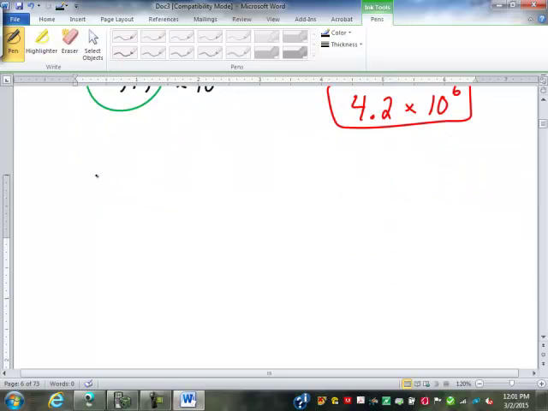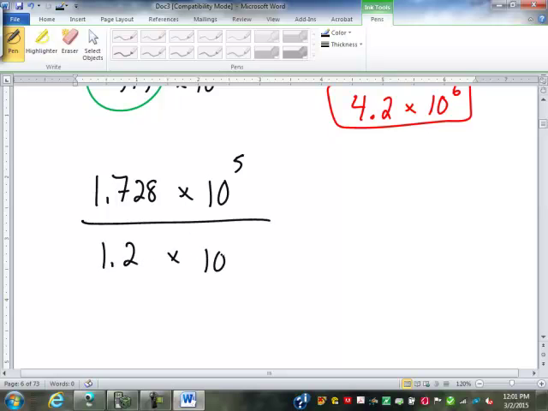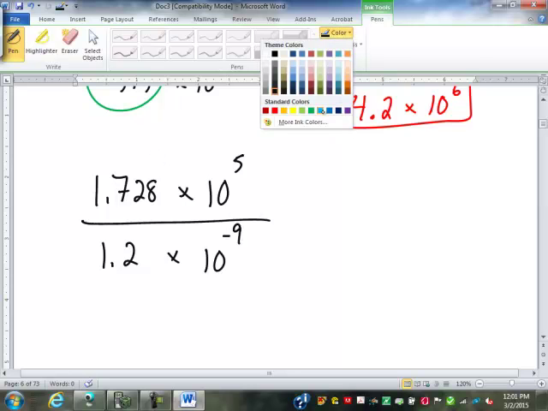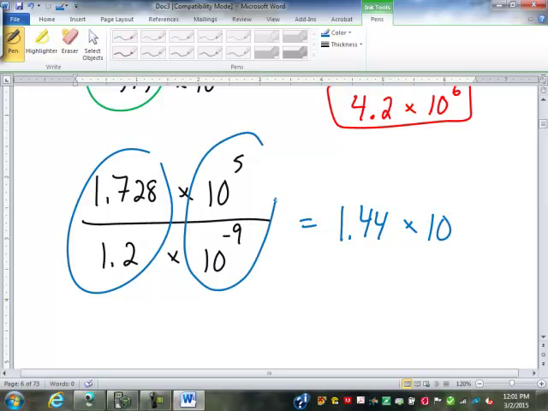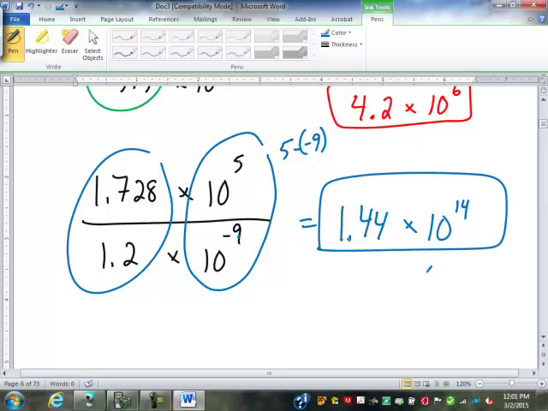We might have 1.728 times 10 to the 5th divided by 1.2 times 10 to the negative 9th. Same thing. We divide the numbers. 1.728 divided by 1.2 is 1.44 times, divide out the powers of 10, 10 to the 5th divided by 10 to the negative 9th. Well, 5 minus a negative 9, remember that becomes plus a positive 9, so that'll be 14. The decimal point's already in the right spot, so we don't have to adjust anything in that one.